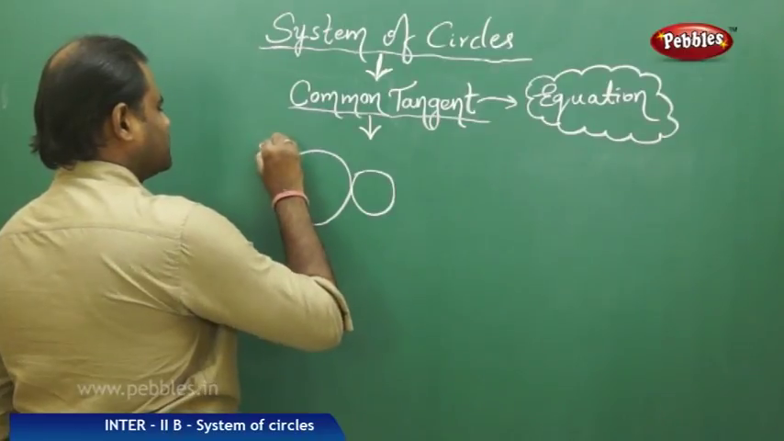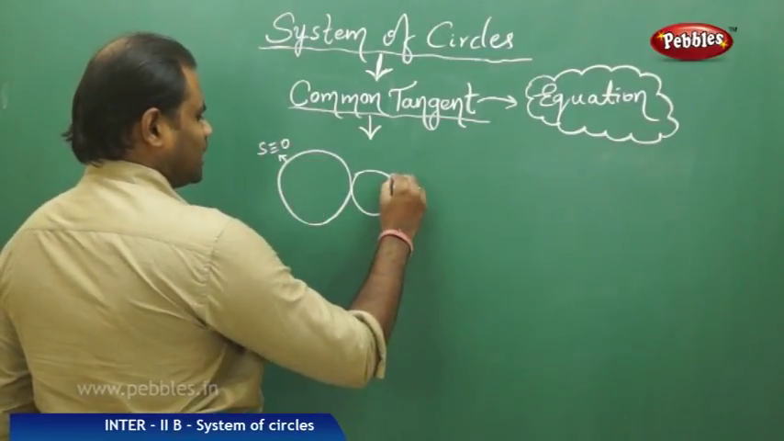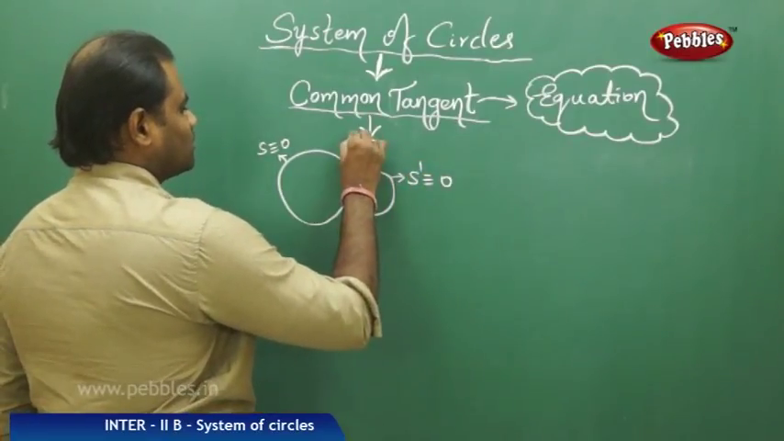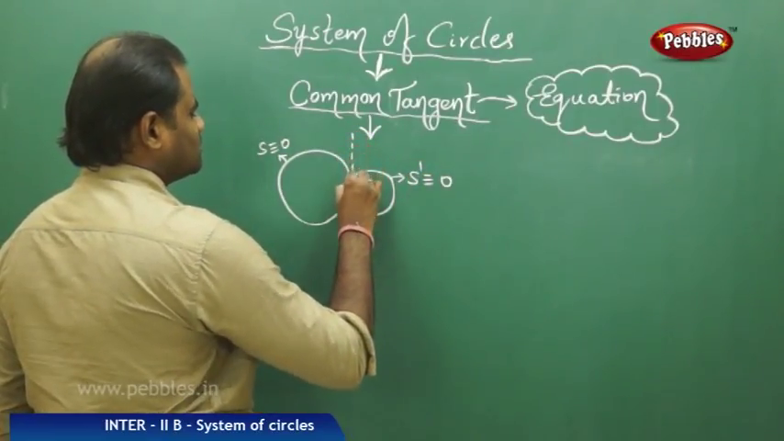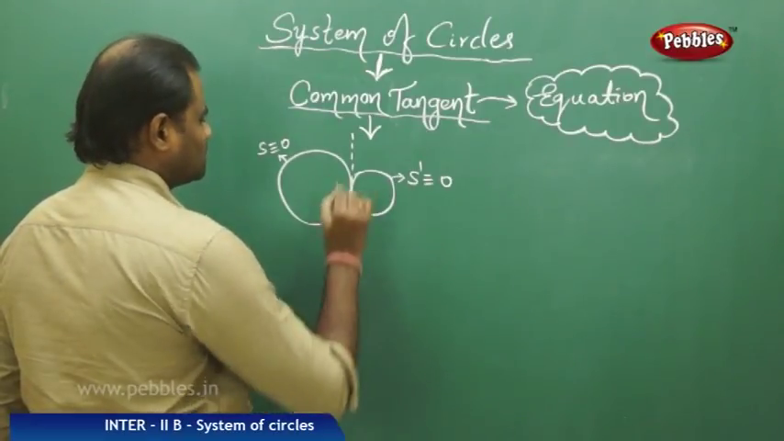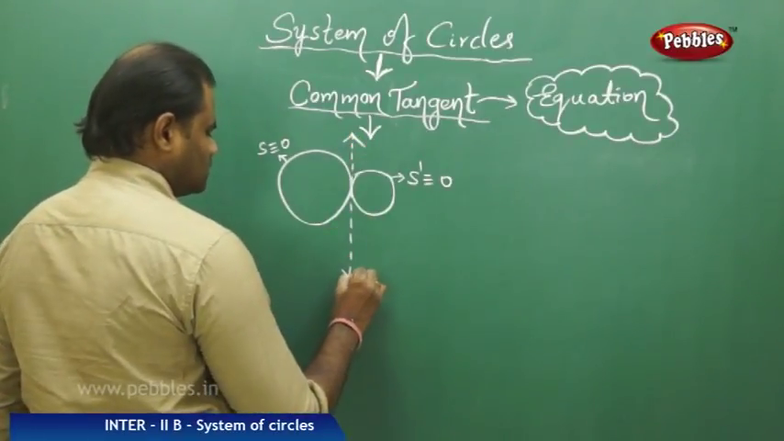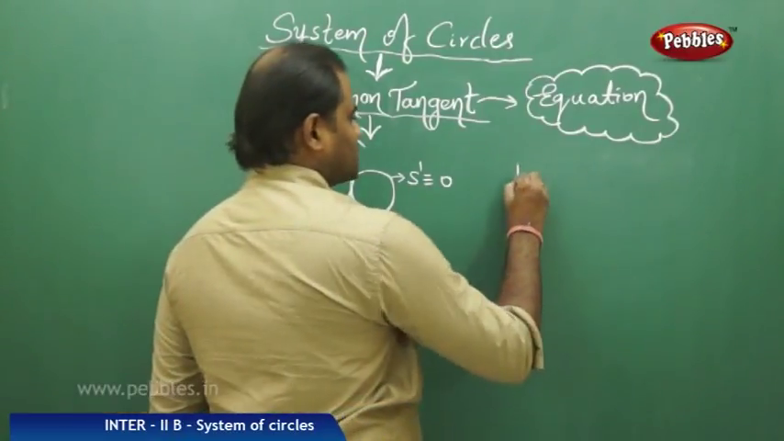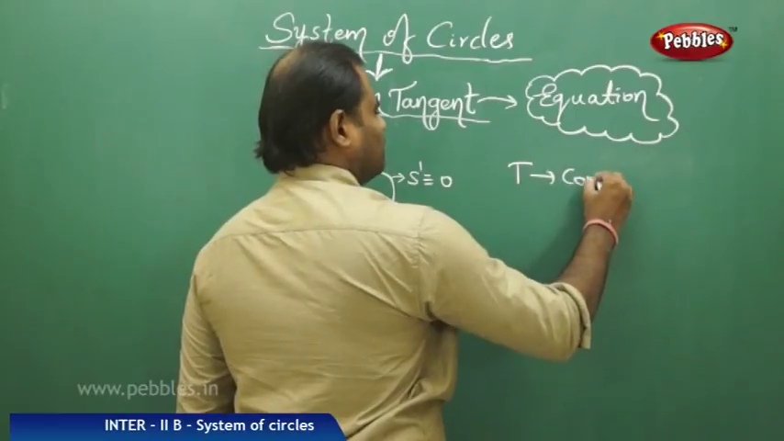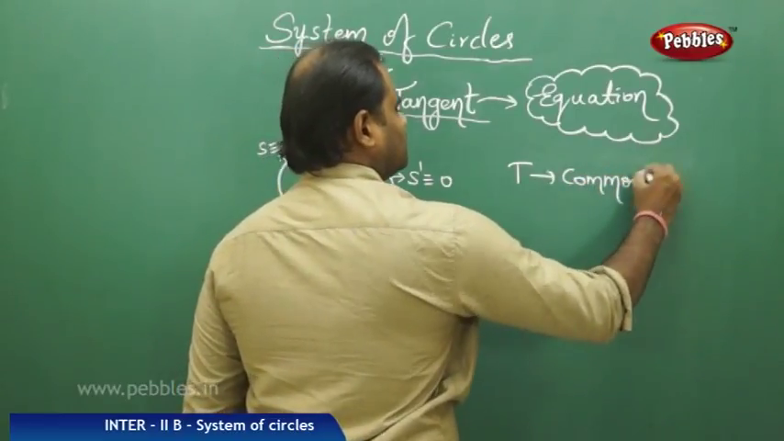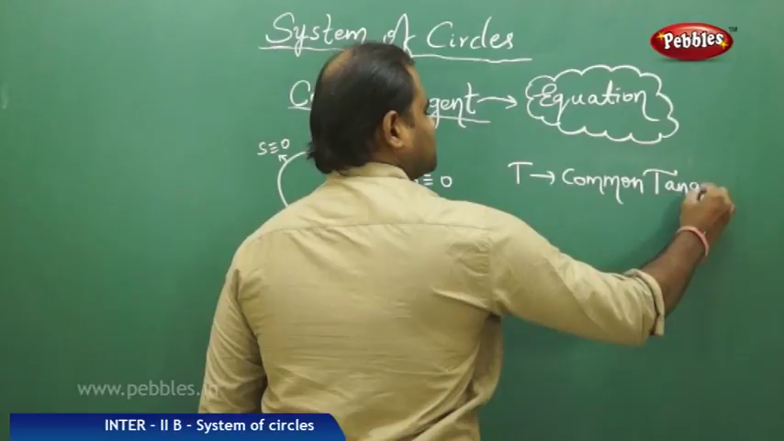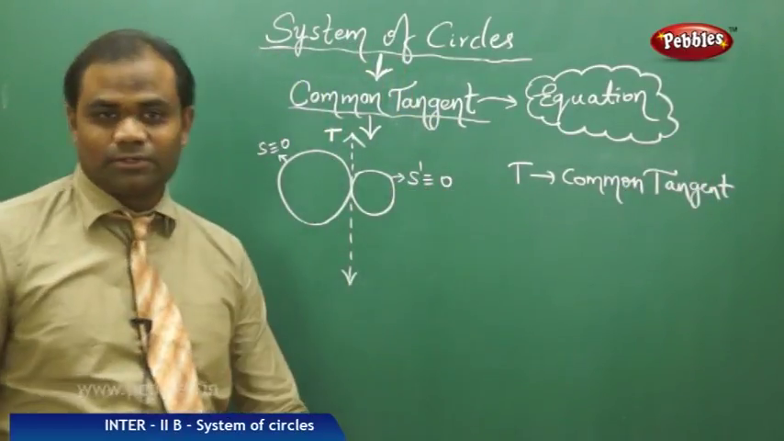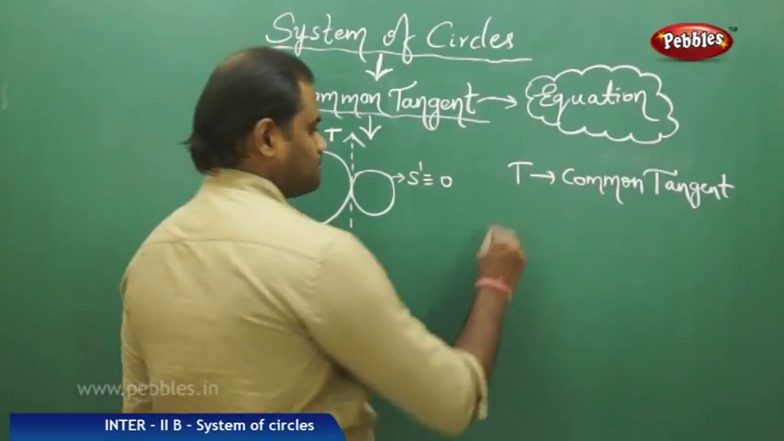this given by equation S equal to 0 and this given by the equation S dash equal to 0, then this is the common tangent between the two circles. That is, T acts as the common tangent to the two circles. Then how do we find the equation of T is the biggest question here.